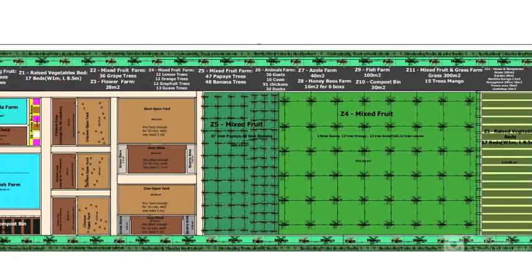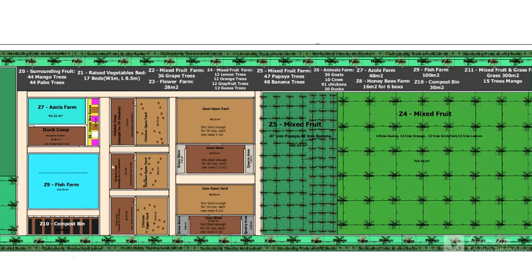This is zone 5. About zone 6, it is the animal project. We have a shed for 30 goats here. This includes a closed area and an open yard area. The open yard area is about 90 square meters. This yard is enough for 30 goats.